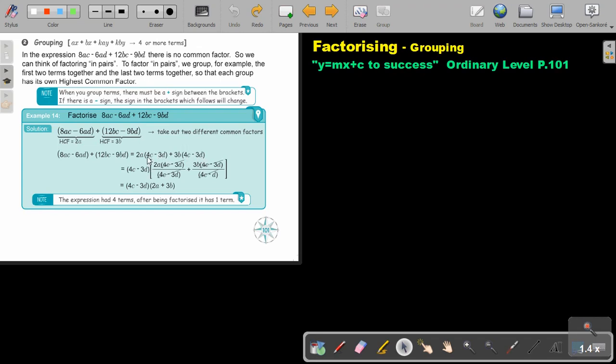And then I take out the bracket, just like I showed you in the previous video, as a common factor, and then I divide, and this will be my final answer. Very important, the expression had 4 terms. After being factorized, it has 1 term. Okay, let's continue.